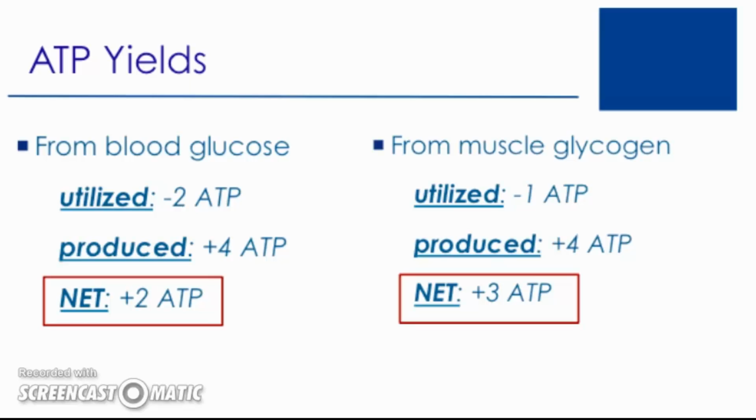So we invest 1 ATP during phase 1, and we still produce 4 ATP during phase 3, which results in a yield of 3 ATP when we have glucose originating from muscle glycogen.